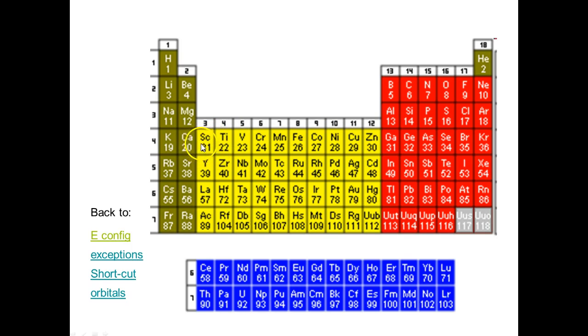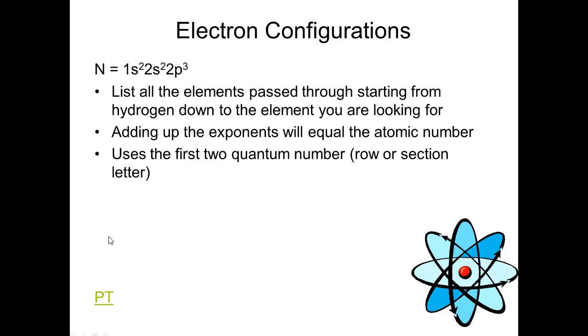So here, it's in row 4, but we're going to subtract 1 and list it as 3d. This is section D. So 3d: 1, 2, 3, 4, 5, 6, 7. So 3d7. Let's go back and look at cobalt.